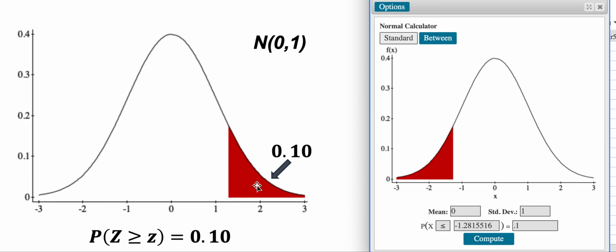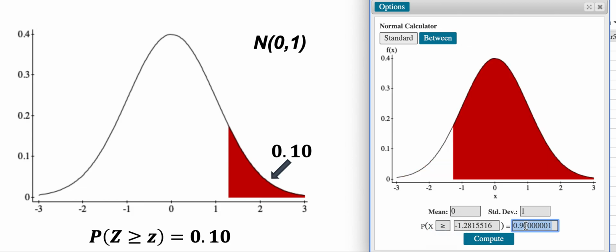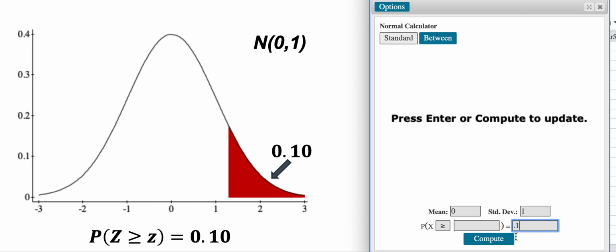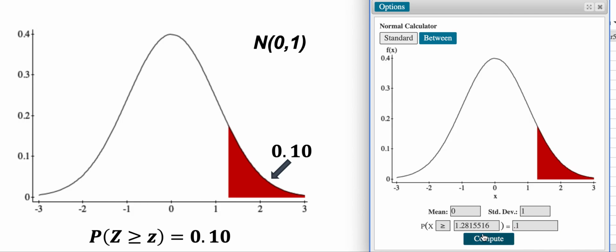All right, what if we wanted the top 10%? Well, if we wanted the top 10%, we just wanted the probability that we're greater than or equal to some value to be equal to 0.1, compute, and I get a positive 1.28. This should not be surprising since the bell curve is symmetric about x equals 0, or in this case, z equals 0. So what if I wanted to trap the middle 95%?